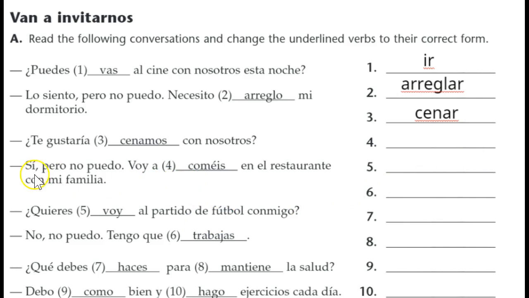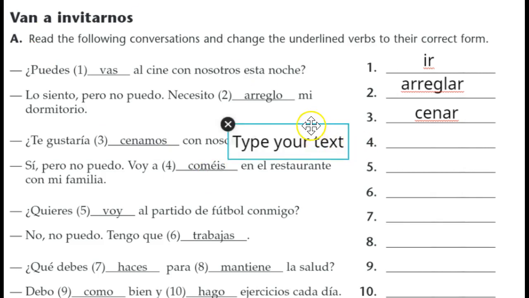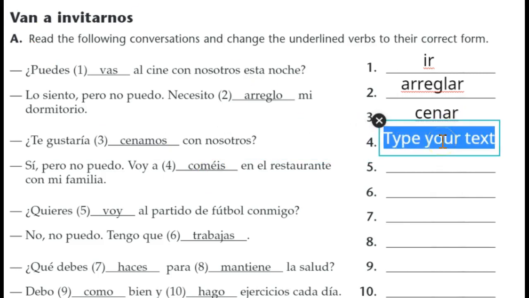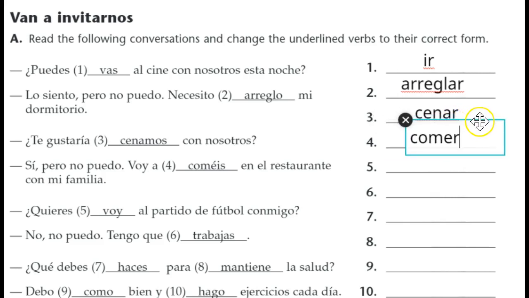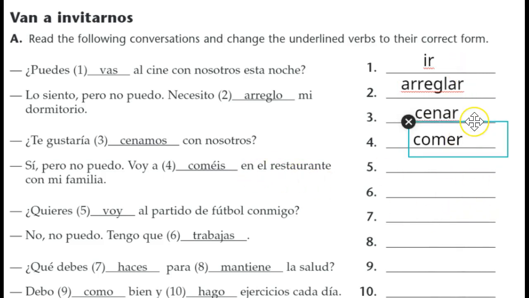Número 4. Sí, pero no puedo. Voy a. What's the infinitive of coméis? Isn't it comer? Voy a comer. Okay, just more review. It's the same verb, everybody. Just put the infinitive. It's going to end in AR, IR, ER, right?